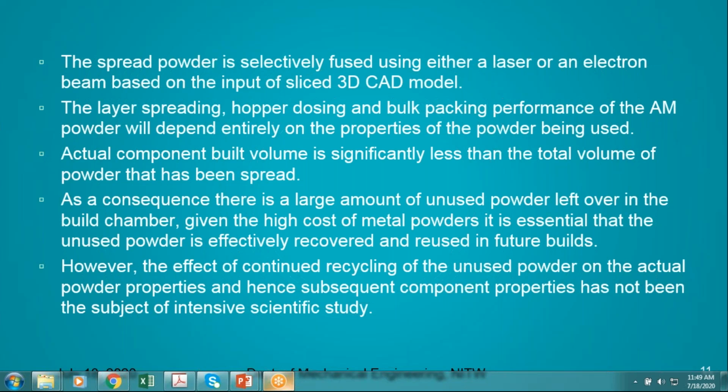I will show you some case studies of what is going to happen in the fabricated component if you use the recycled powder compared to when you use the virgin powder. That we will discuss in the later case studies.